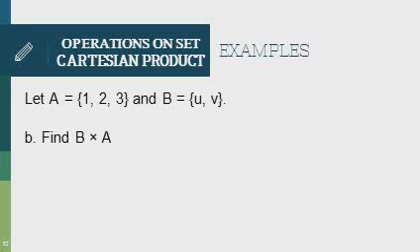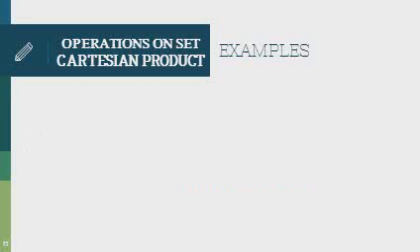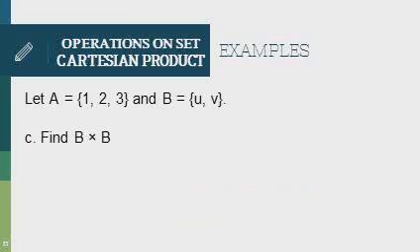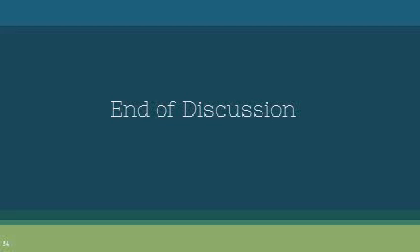For B times A, we start with B. That will be U1, U2, U3, V1, V2, V3. Also 6 elements. For B times B, we focus on B. That will be UU, UV, VU, and VV. So we have 4 elements.